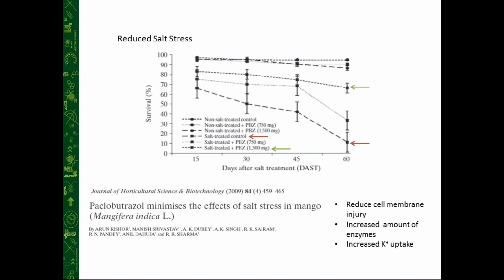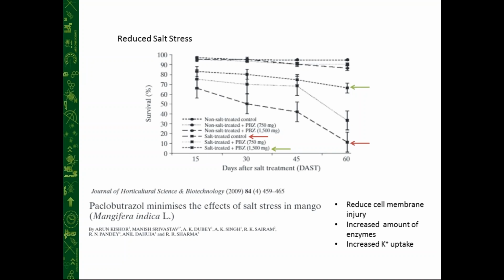And so this is some stuff that we've been looking at here recently, especially around some of these coastal areas where saltwater intrusion is becoming more and more of an issue. We're going to be putting out some trials here this year to see if we can quantify this with Cambistat, but this is some data. This comes out of India, I believe, and what they're finding is that soil applications of paclobutrazol, which is the active ingredient in Cambistat, are able to help trees be more resistant to the effects of saltwater intrusion in the root system.